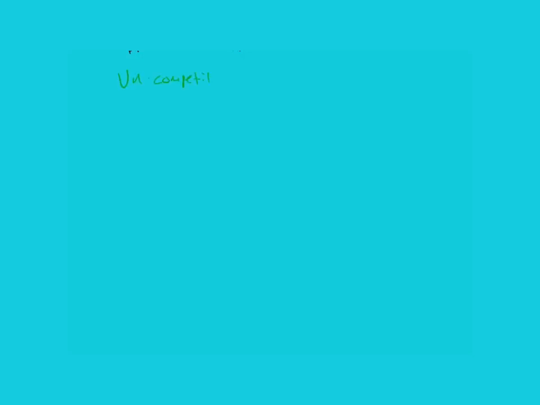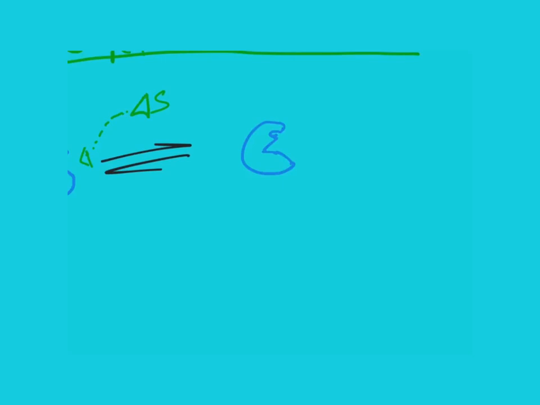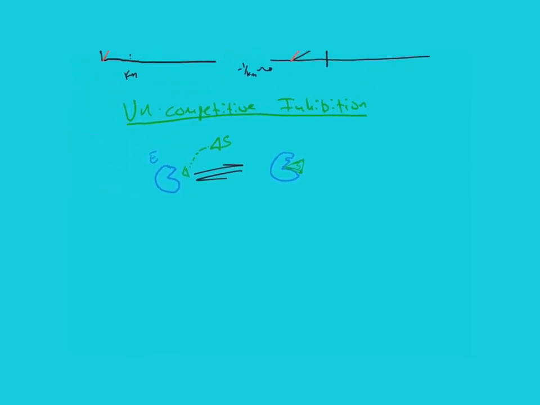We're now going to move on to uncompetitive inhibition. Now, uncompetitive inhibition is different from non-competitive inhibition, such that the inhibitor can only bind to the enzyme-substrate complex. It cannot bind to both the enzyme or the enzyme-substrate complex.